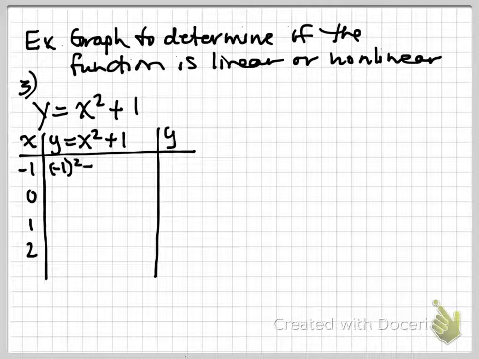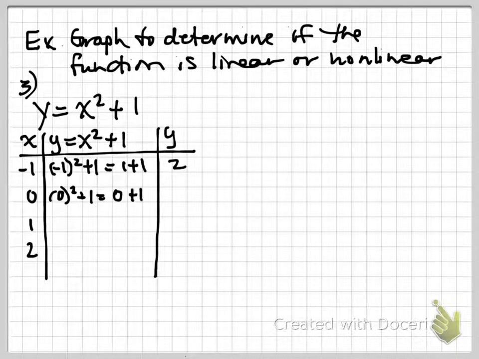So -1 squared plus 1, what's -1 times itself? 1. So I get 1 plus 1 is 2. Okay, let's try 0. 0 squared is 0, plus 1 is 1. Okay, that's nice. 1 squared plus 1. What's 1 squared? 1. What's 1 plus 1? 2. Oh, that's kind of weird. I ended up getting the same y value, but at different x values. The numbers were similar, except for their signs were different.